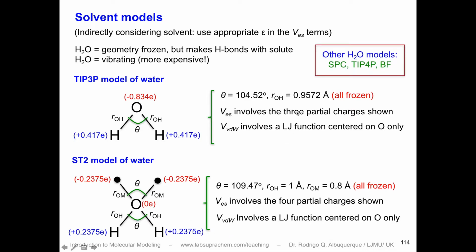There are also other models for water, for instance SPC, TIP4P, BF, and so on. You can also find in the literature different models. In these models, they save a lot of time. If you need to solvate a very big protein, for instance, you need to use many water molecules, and if you just are freezing the water molecules as we are shown here, you can save a lot of computational time.